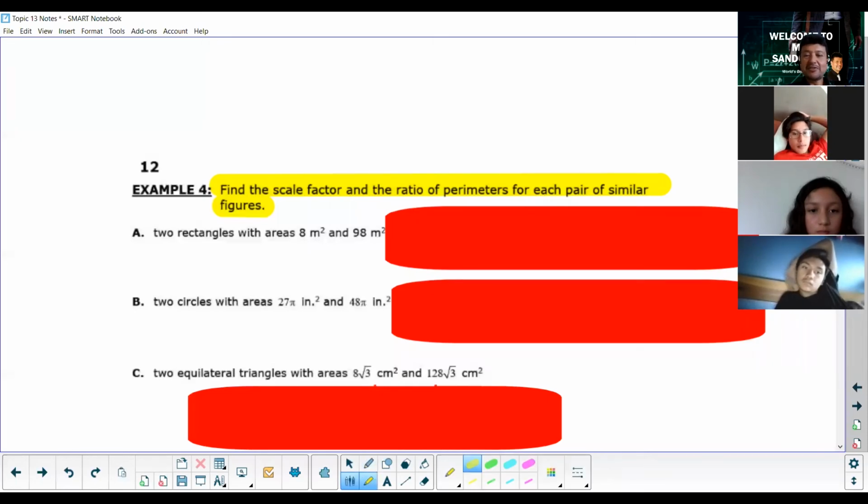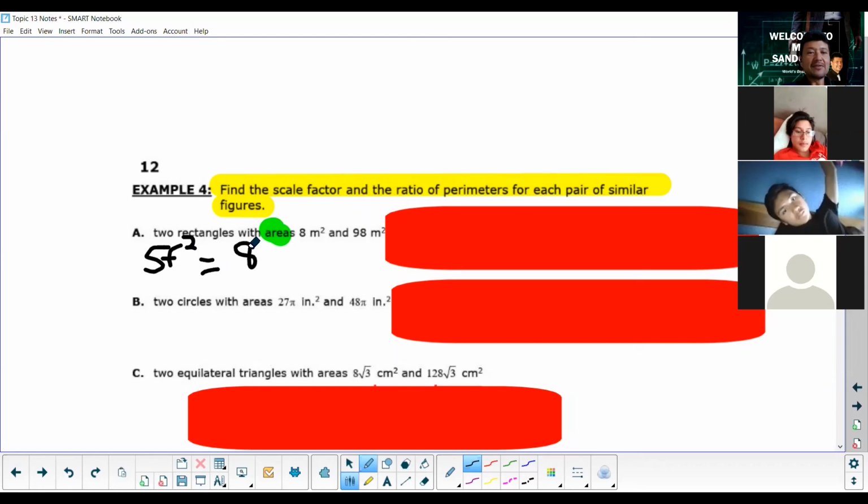Here, let me show you. They give you the areas, right? Okay, so we're gonna work backwards. Hey, what's the opposite of squaring? Square rooting. Yeah. So now we're gonna take the square root of these. The scale factor squared, when I wanna just find the scale factor to find the perimeter, it's gonna do the other way around. So we have 8 over 98.